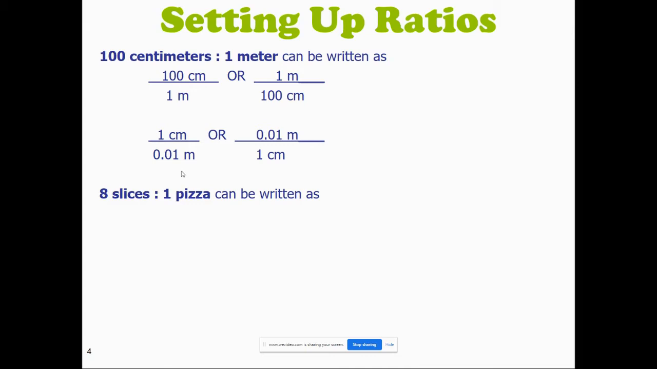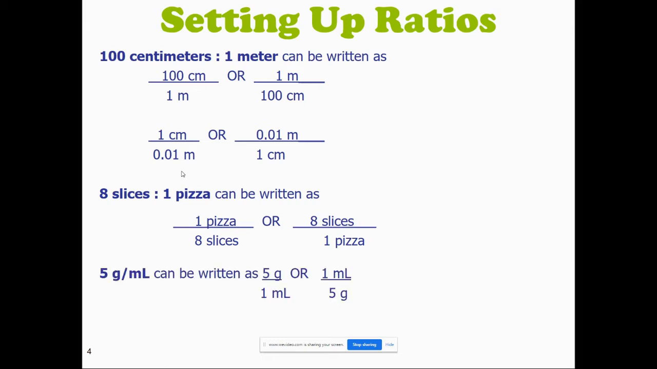You could also say that a pizza has 8 slices. A pizza has 8 slices, and you can write that as an equivalence factor too. You can either say 1 pizza over 8 slices, or you can also write it as 8 slices over 1 pizza. Those are equivalent statements, since you're not changing any meaning.